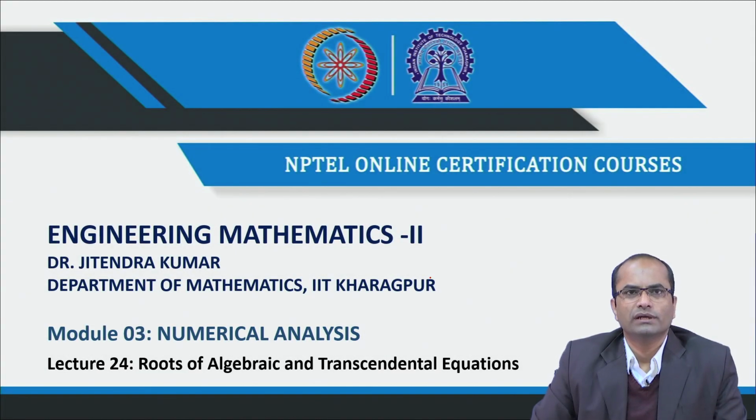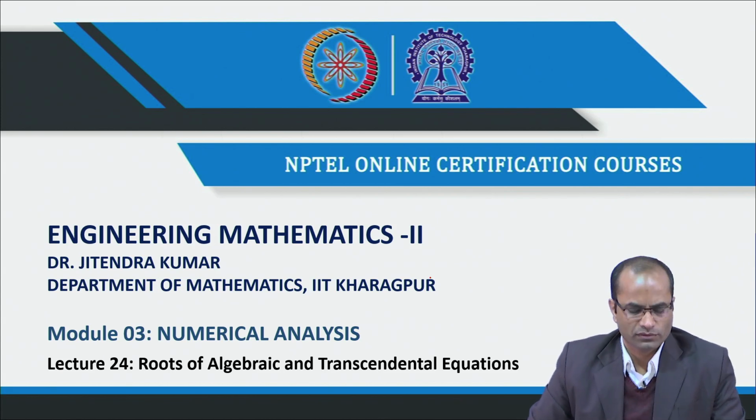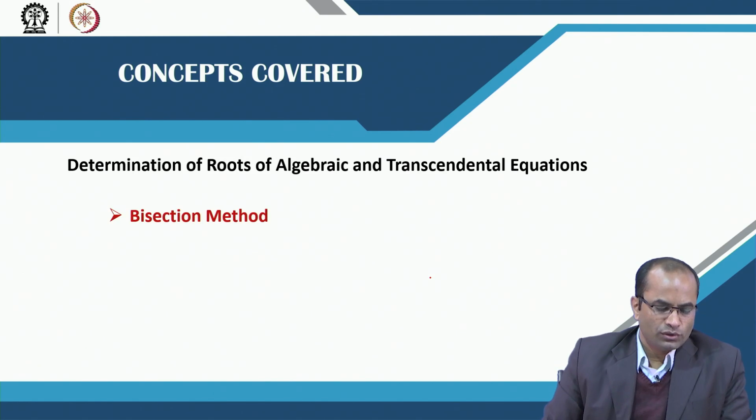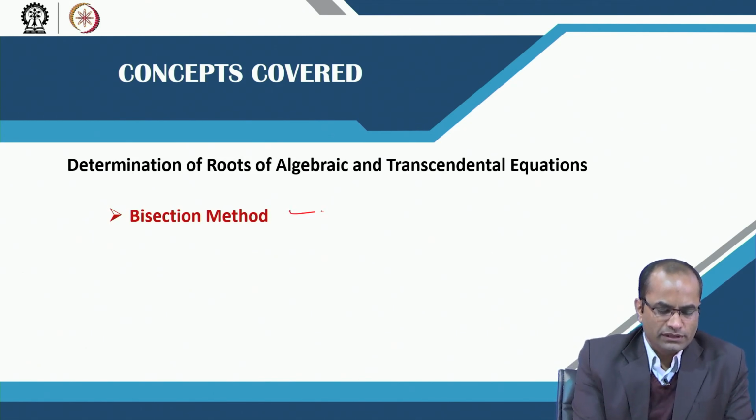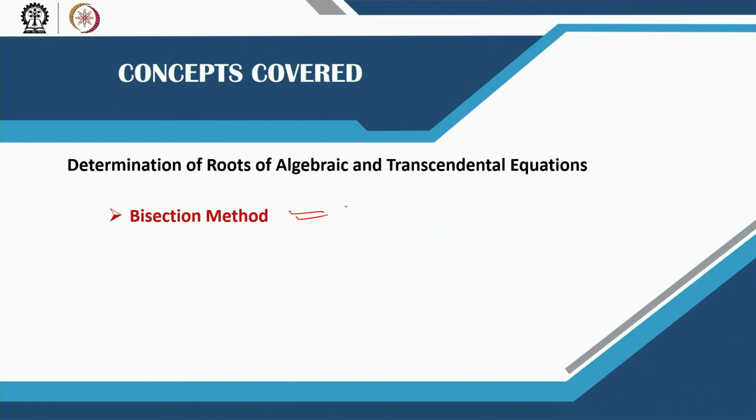So, welcome back to lectures on engineering mathematics 2, and this is lecture number 24 on determination of roots of algebraic and transcendental equations. So, today we will be talking about several numerical methods that can be used for determining the roots of algebraic and transcendental equations. One of them is the bisection method, one of the simplest approaches to get roots of algebraic and transcendental equations.